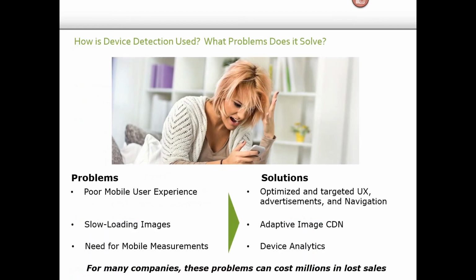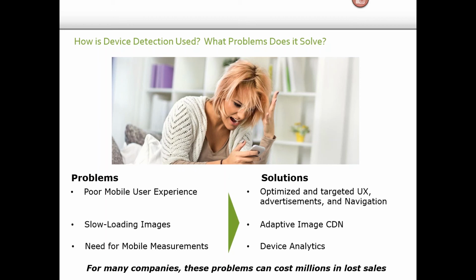So real quickly, what is device detection? What's it used for? Well, some of the common problems that people have in a mobile-first world is that their mobile user experience might be poor, you can't navigate very well, things are too small to read, the images might load very slowly or cause the page to load very slowly. And for companies that are trying to fix these problems, zeroing in on the problems and making measurements so you can identify problems is difficult.